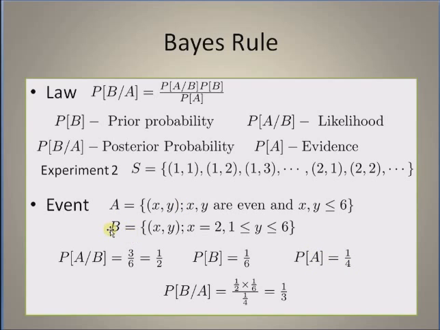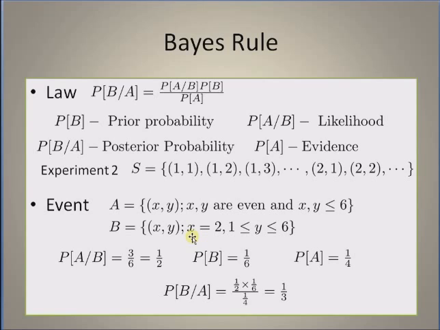And then let's define the event B as the two numbers, in order x, y, where x is always equal to 2 and y can be any of the 6 numbers. Then obviously there are 6 possible outcomes. So the probability of event B is 6 by 36, which is equal to 1 by 6.